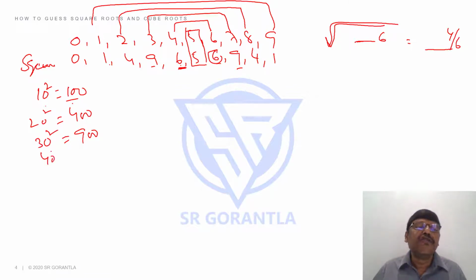Next, 40 square is 1600. Next, 50 square is 2500. 60 square is 3600.